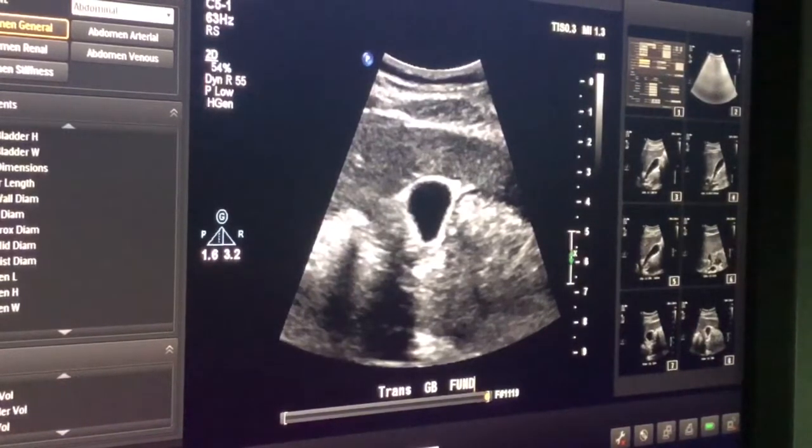So now that I have taken my long and trans pictures of the gallbladder in supine, I'm going to have the patient turn onto their left side, and I'm going to take these same images except in the left lateral decubitus.